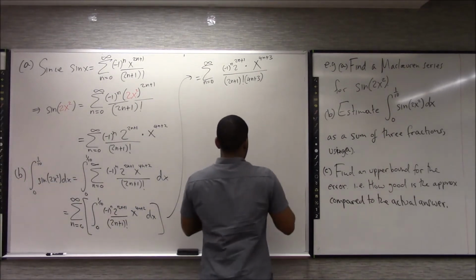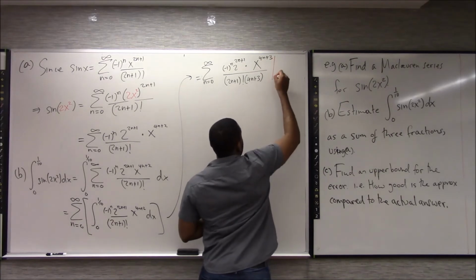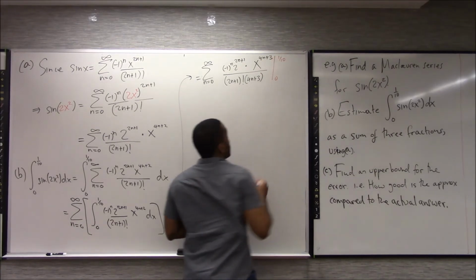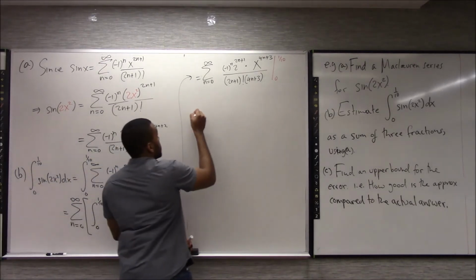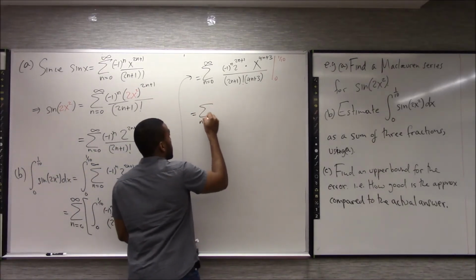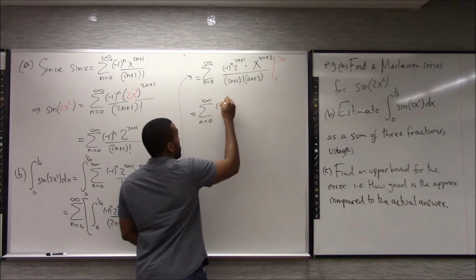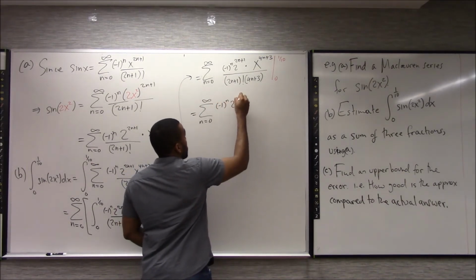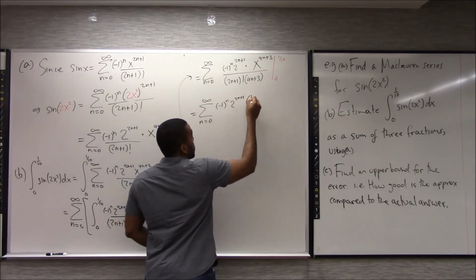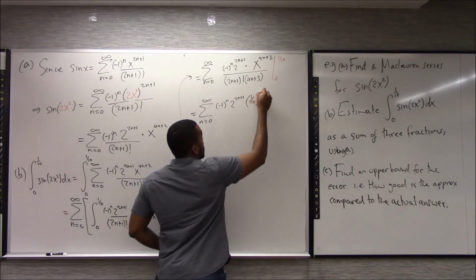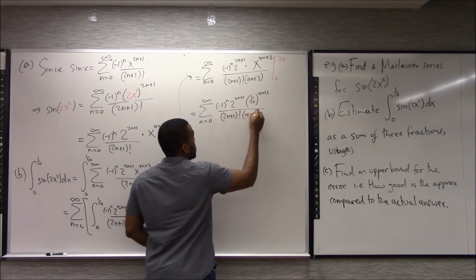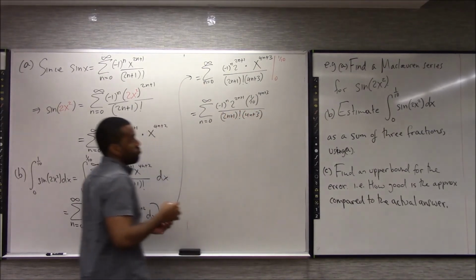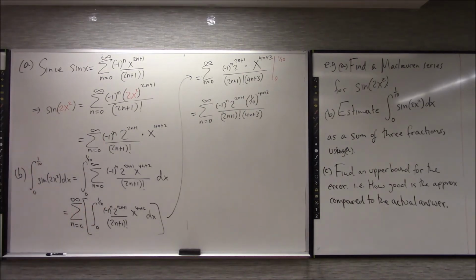And it is a definite integral, so plug in 0, 1, 10. So that's going to be over 10 to the 4n plus 3 over 2n plus 1 factorial 4n plus 3. When you plug in 0, you don't get anything.